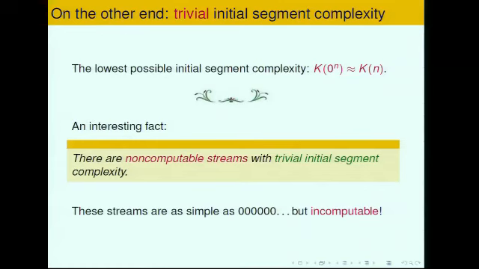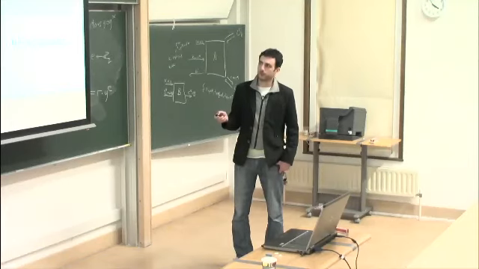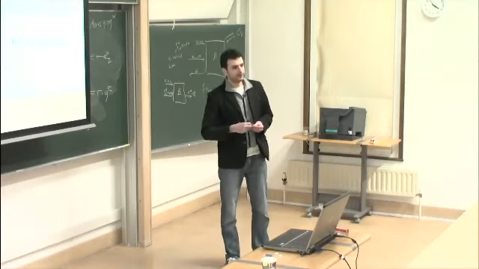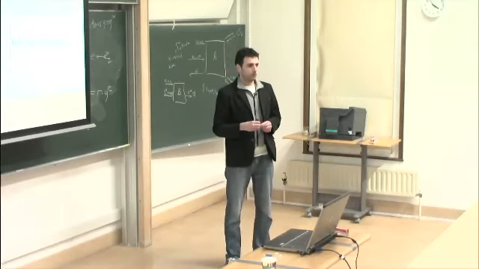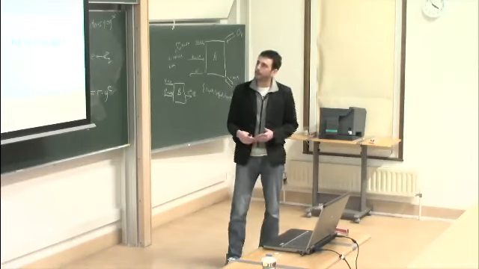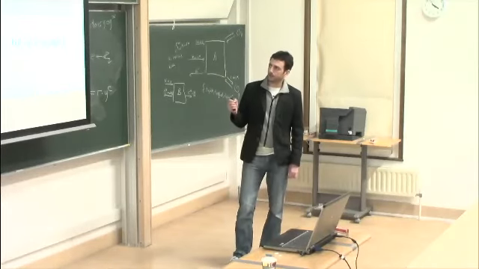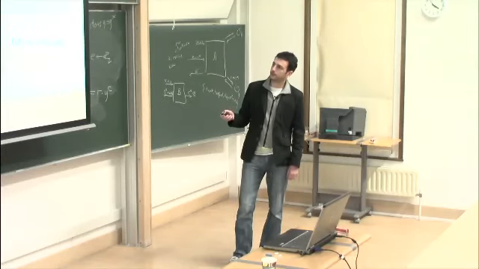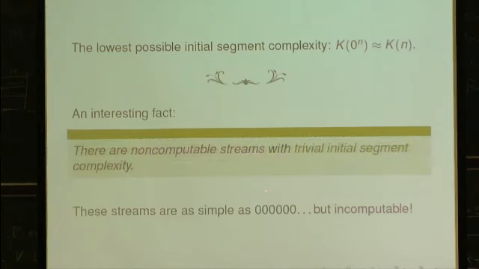Okay, so why is this area interesting? Well, for a start, there are non-computable streams with trivial initial segment complexity. So you may have an infinite binary sequence which cannot be computed, totally, by a Turing machine, every single bit, but it has very low complexity. So as far as the complexity of its initial segments is concerned, it's as simple as the sequence of zeros.